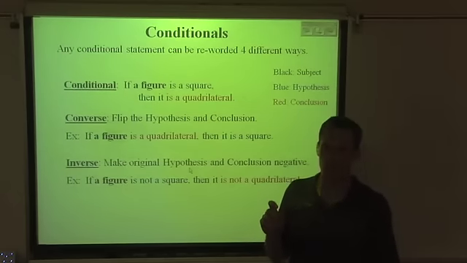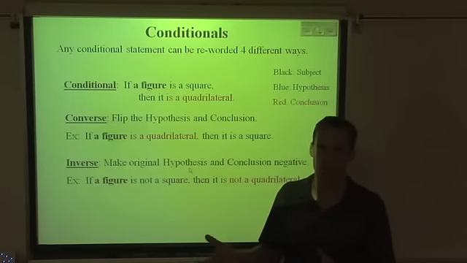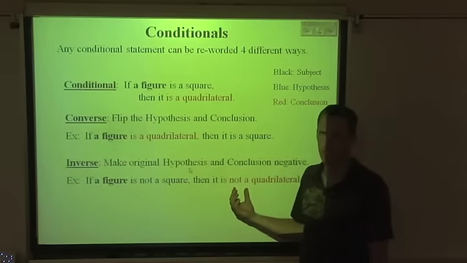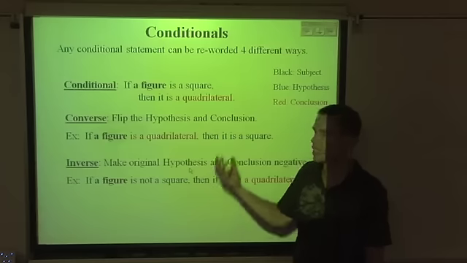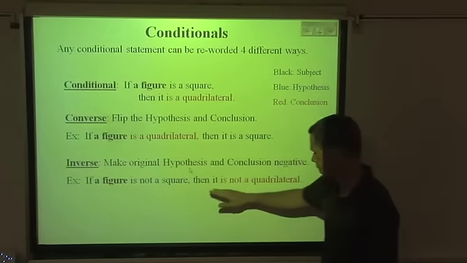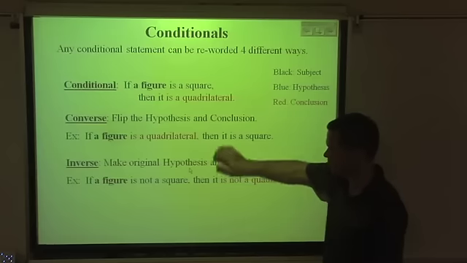One mistake I see students make is they forget to negate both. Both the hypothesis and the conclusion are negated or made opposite of what they originally were. If a figure is not a square, then it is not a quadrilateral.